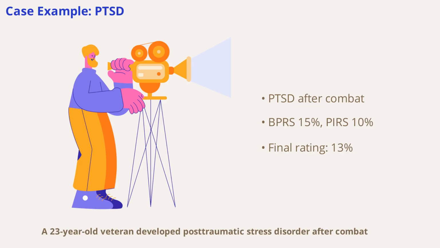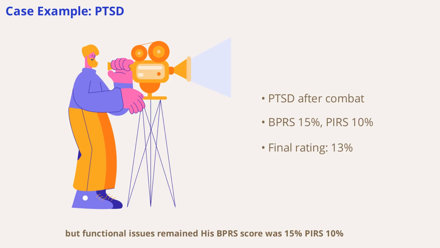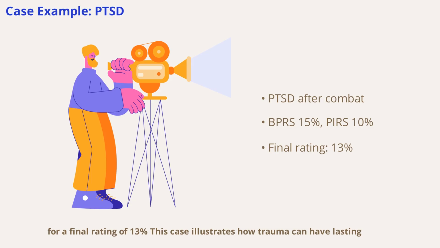23-year-old veteran developed post-traumatic stress disorder after combat. He experienced intrusive memories, nightmares, and emotional numbness, affecting his work and relationships. After treatment, some symptoms improved, but functional issues remained. His BPRS score was 15%, PIRS 10%, for a final rating of 13%. This case illustrates how trauma can have lasting, measurable impacts.